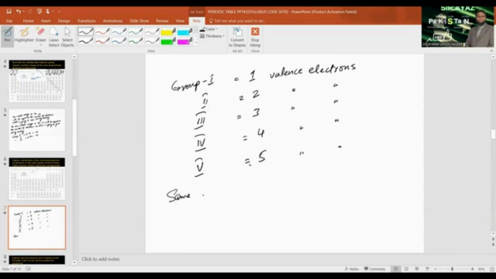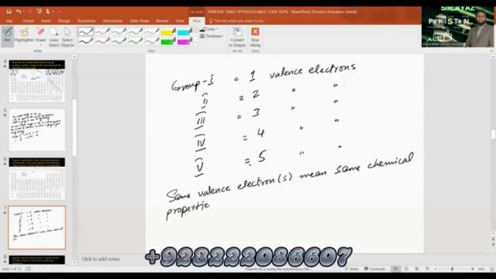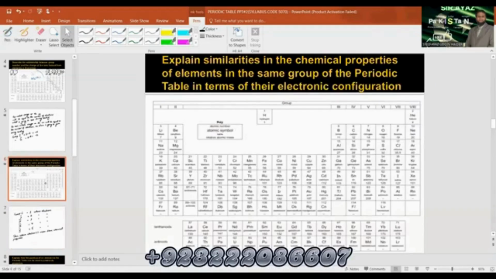Same valence electrons mean same chemical properties. So the elements present in the same group behave in a similar manner in chemical properties because of the same number of electrons in the valence shell.